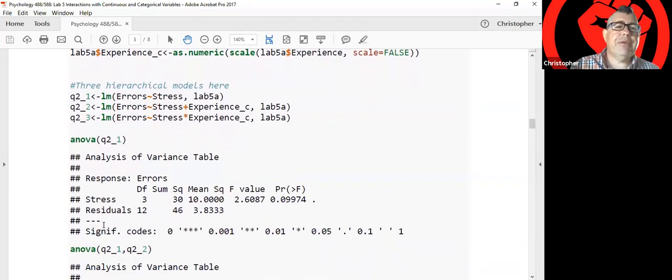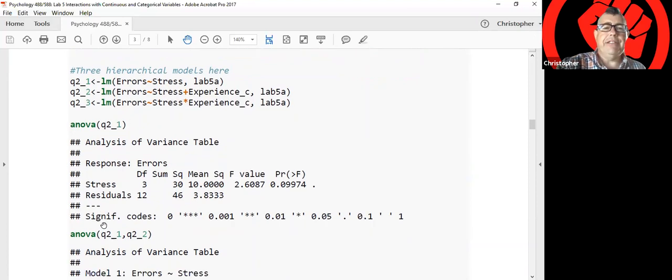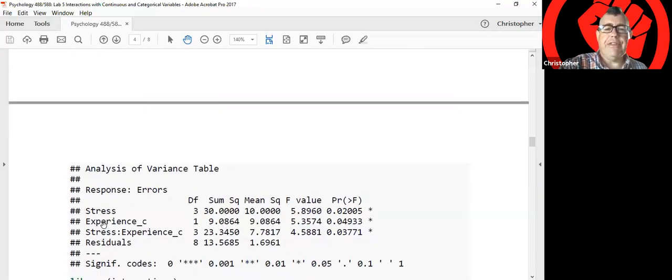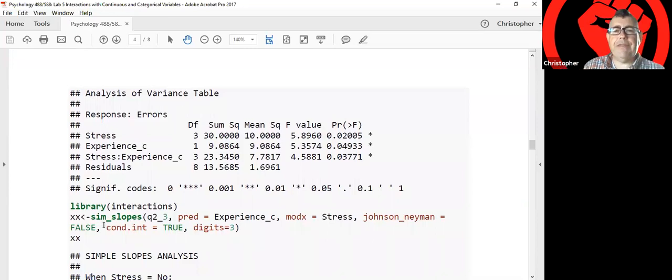Here I ran 3 hierarchical models. The first one includes just stress. Then I add experience, and then I add stress times experience. And you can see the ANOVA statistics that we get there. I'll just focus on the final model because that's the one that has the most interest to us. And actually getting your output in terms of these ANOVA statistics rather than the t-values is probably a little bit easier when we're doing this sort of analysis.